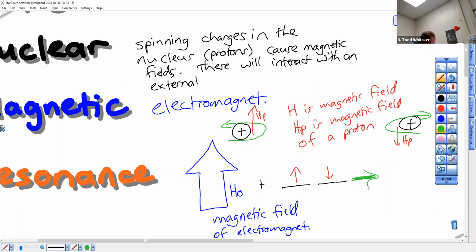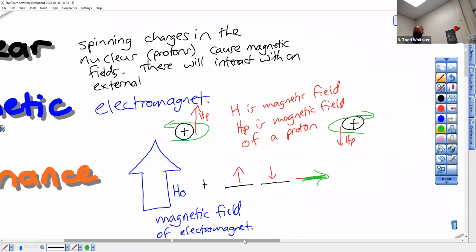One is going to interact in a stabilizing way with the electromagnet, and the other is going to be destabilized by the electromagnet. And guys, if they're lined up, they stabilize. It's very simple. And if they're not lined up, they destabilize. So your new energies are here and here. One went down the same amount, the other went up. And the one that's lined up is now more stable.